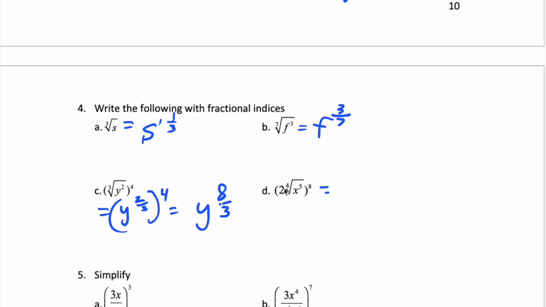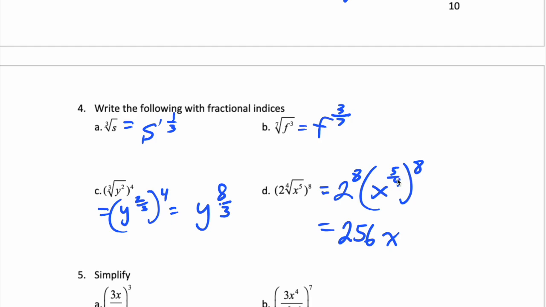Similarly to this one, notice the 2 is inside the brackets, so you can have 2 to the power of 8. Maybe we can work that out. And this is x to the power of 5/4 to the power of 8. 2 to the power of 8 is not too bad. You could probably do that. It's like 2, 4, 8, 16, 32, 64, 128, 256. And for here, you get an exponent of an exponent, so you can multiply them, and you get x to the power of 10.